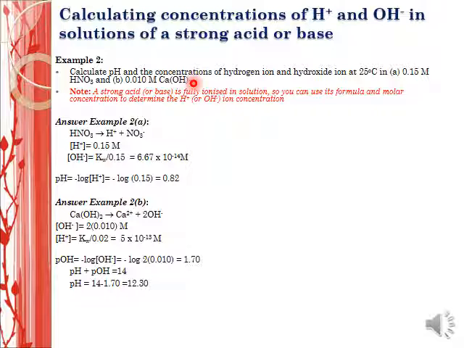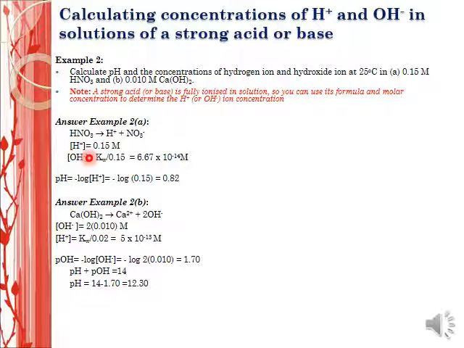So how to solve this question? First, look at the nitric acid solution. If this nitric acid dissociates into its ions, you will get H plus and also NO3 minus. So clearly you can see this is H plus, so this concentration would refer to the H plus concentration, which is 0.15 molar.